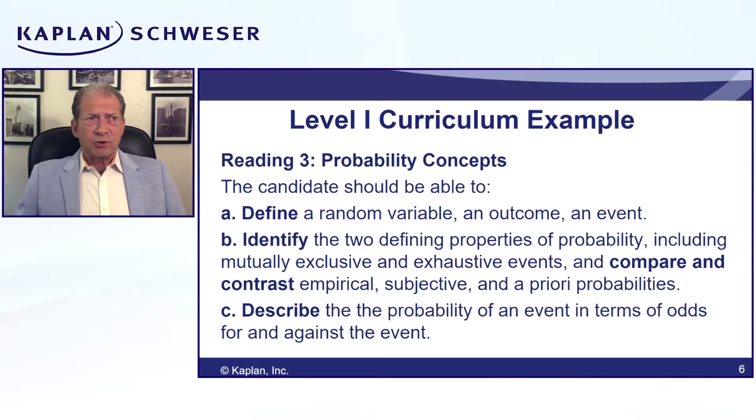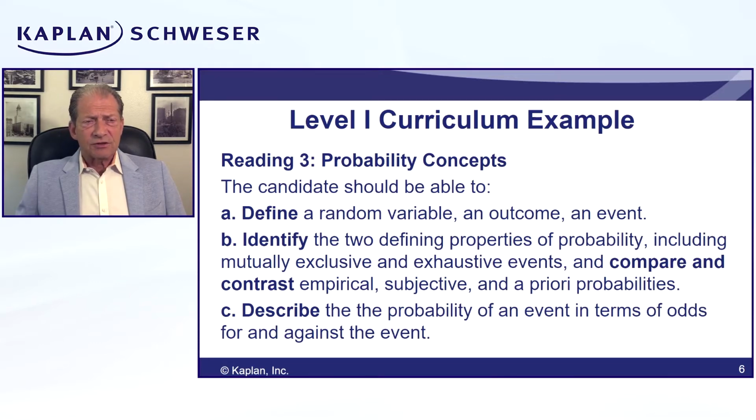Now to dive a little more deeply, in Reading 3, Probability Concepts, we've got the first 3 learning outcome statements as an example here. The first one: define a random variable, an outcome, an event. Well, that one seems pretty short and straightforward. Some of them are longer and not as straightforward. Our second learning outcome statement for probability concepts is: identify the 2 defining properties of probability, including mutually exclusive and exhaustive events, and compare and contrast empirical, subjective, and a priori probabilities.